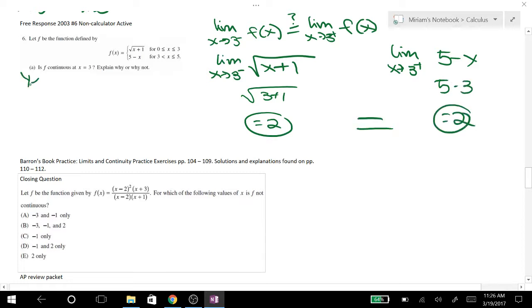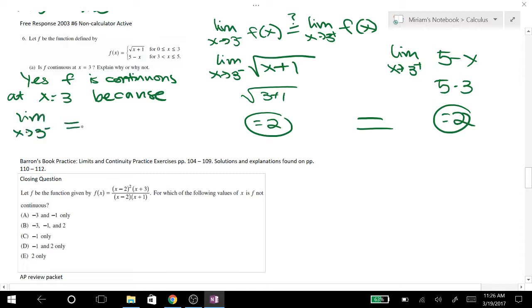I'm going to say yes. F is continuous at x equals 3 because, you know it, the limit as x approaches 3 from the left is equal to the limit as x approaches 3 from the right. And again, don't forget the f of x like Miss Mimi does. Great.